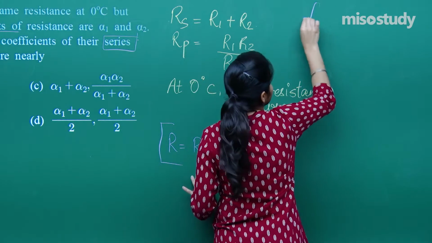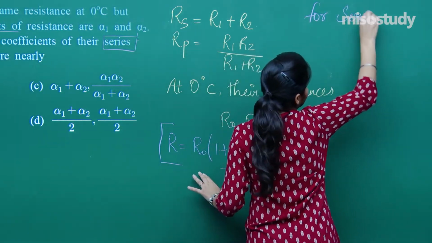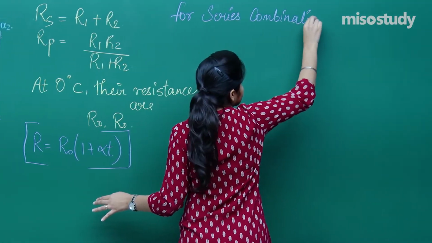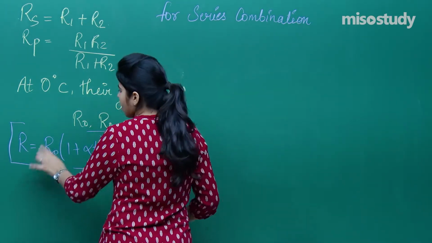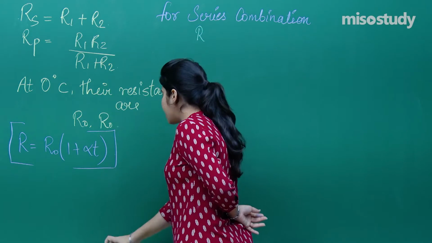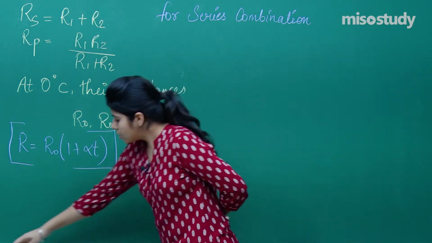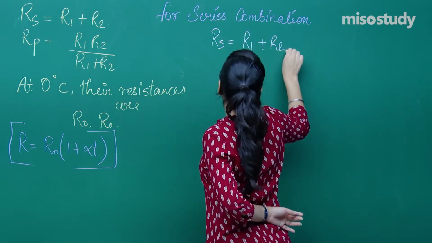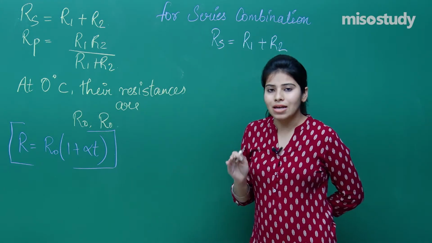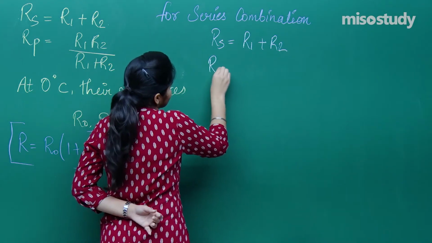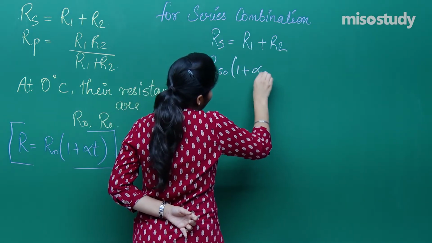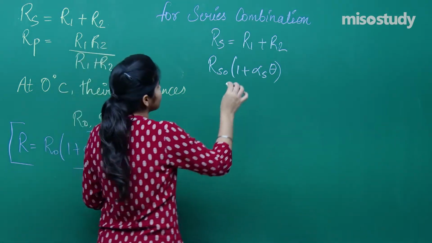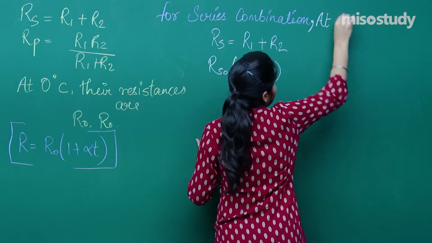So, first of all, if I talk about the series combination, we know that RS equals to R1 plus R2, right? So let me just write here, RS equals to R1 plus R2. If I put the value of R1 plus R2, that will be, let me put this as RS0 into 1 plus alpha S into theta. Now, I am taking one particular temperature theta. Let me just write, at temperature theta.